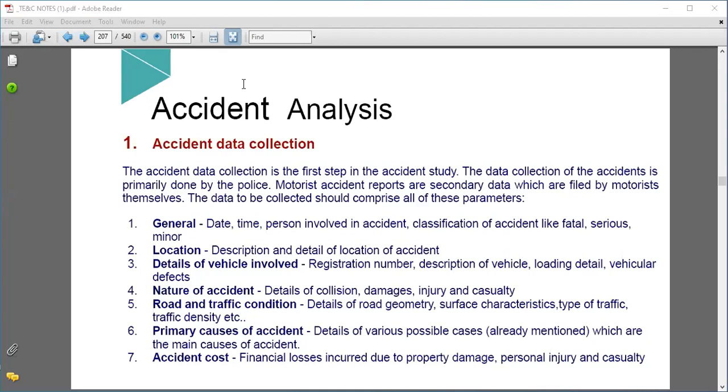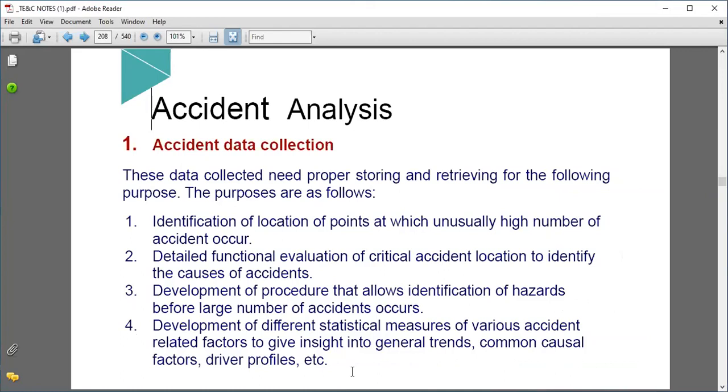In this way, we have to collect the accidental information from the site. From the general information we collect from the site, location, again details about the vehicle, what type of accident, again the road and the traffic conditions, again primary causes, and the last one is the accidental cost. So all this information will be collected from the site only where the accident occurred. Okay, and that information will be helpful to do the accidental analysis, and based on this, we can go for different suggestions and the development of the roads.